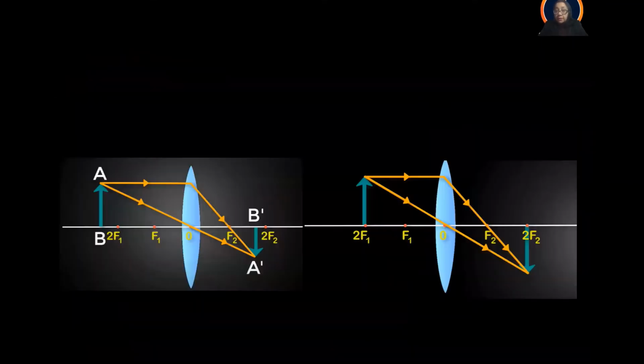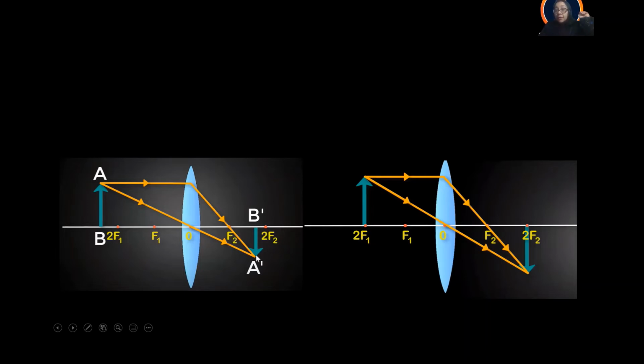So now let's embed these two concepts within our mind: whenever the object is placed beyond 2F1, we get the image between F2 and 2F2.